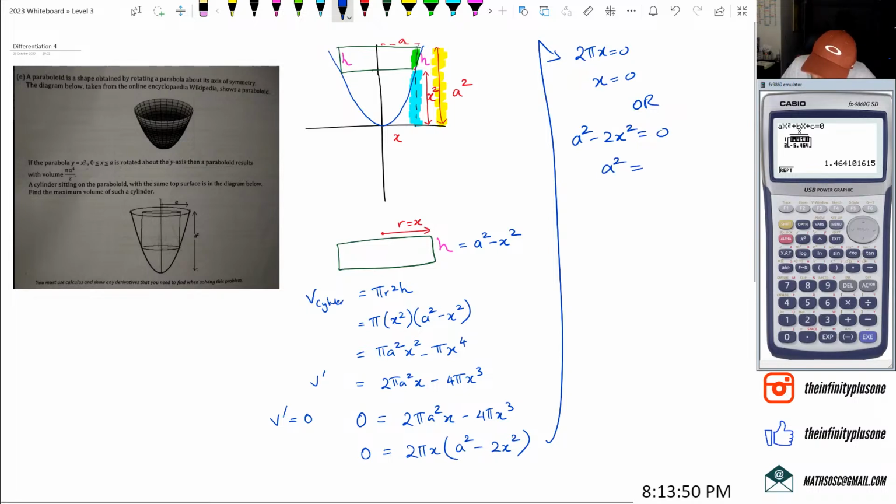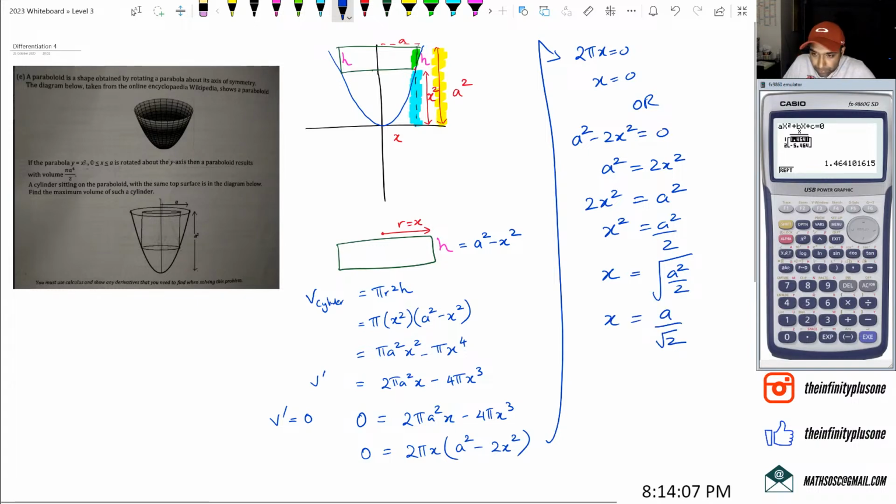So I'm going to get a squared is equal to 2x squared. And then I'm just going to rewrite it like this: 2x squared equals a squared. x squared is equal to a squared over 2. x is equal to the square root of a squared over 2. So x is equal to a over the square root of 2.